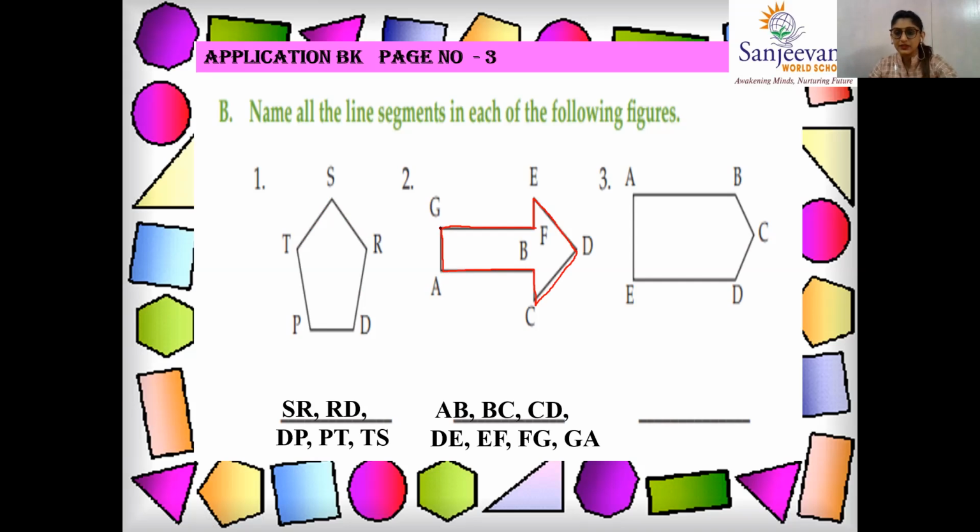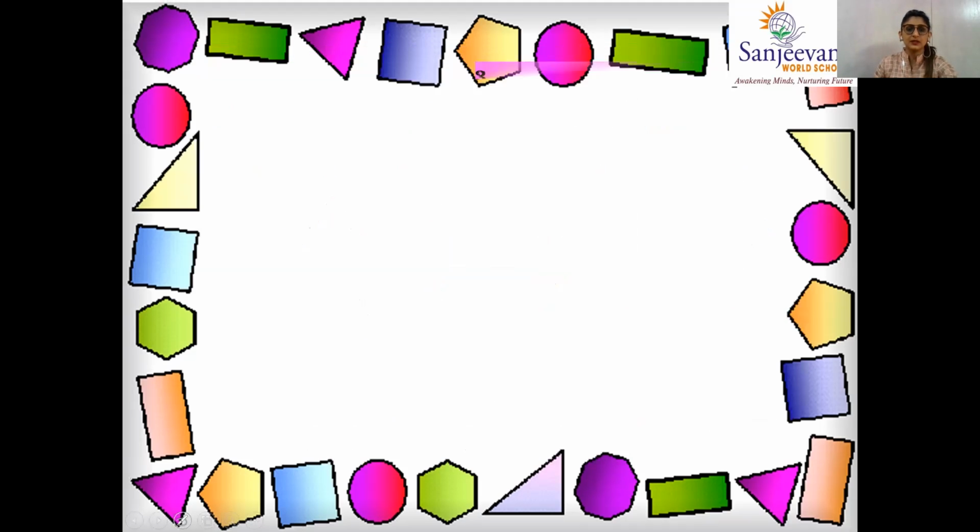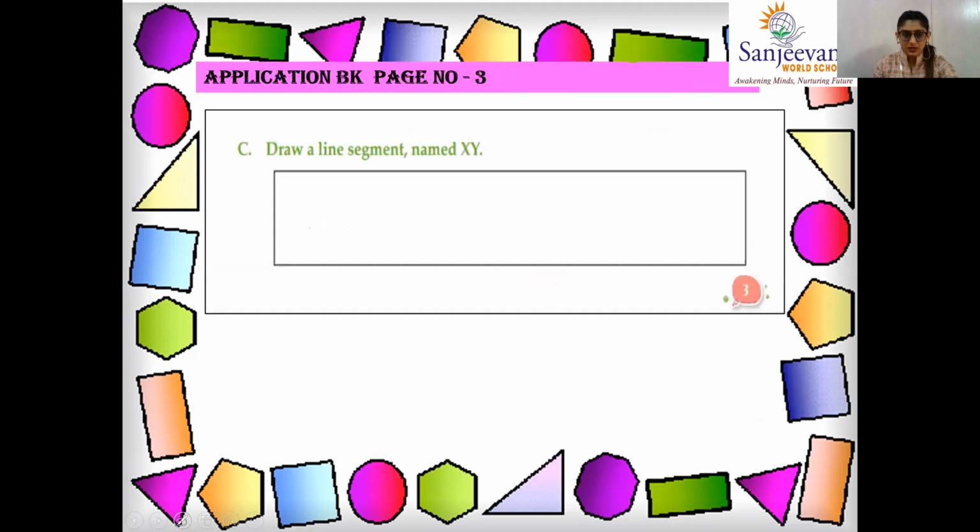Same way, going ahead with the third one. I think now you will be able to do it on your own. Yes. AB, BC, CD, DE, and EA are the line segments in the third figure. Going ahead with question number C. Draw a line segment named XY.